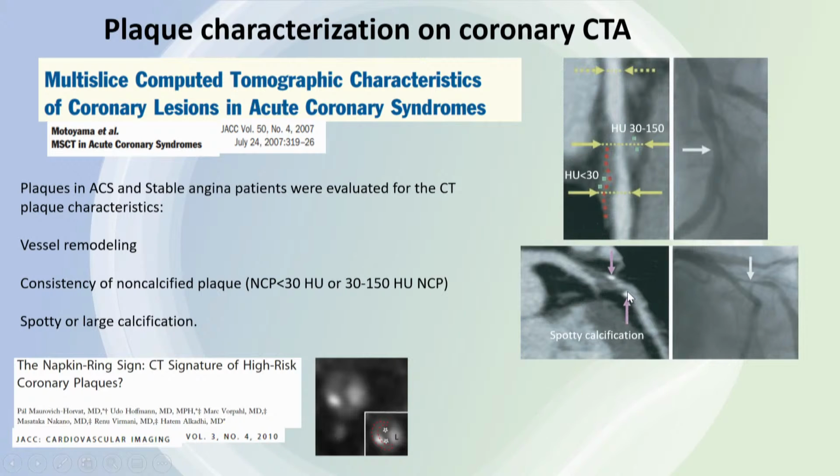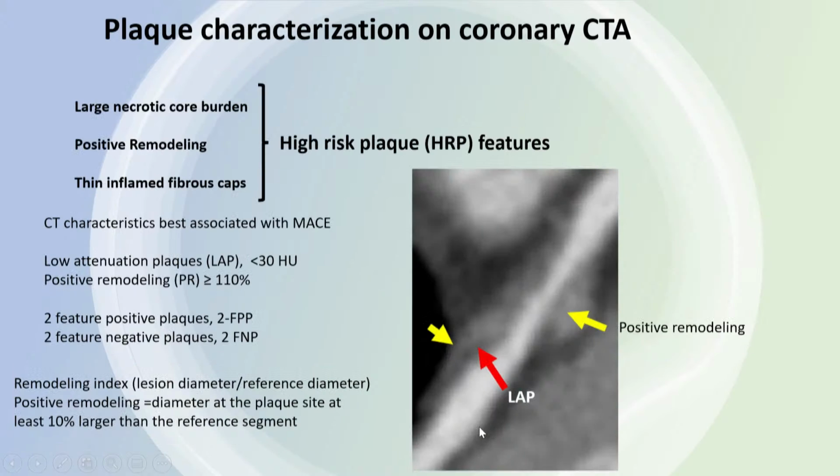Spotty calcification also implies a high-risk plaque, but if there's a large chunk of calcium, that's a more stable plaque. A napkin ring sign has also been described, which is basically a plaque with a necrotic-rich core. These two stars with Hounsfield units of less than 30 are the core, surrounded by fibrous non-calcified plaque with some calcification with Hounsfield units above negative 30. So it kind of looks like a napkin ring, so that's another sign that has been described.